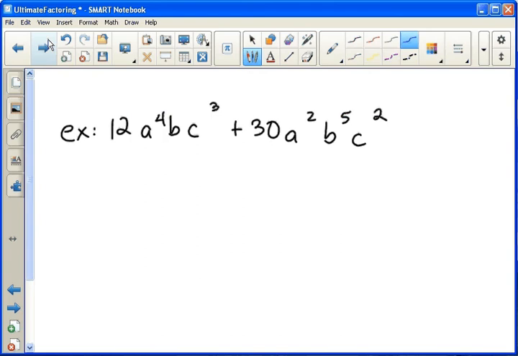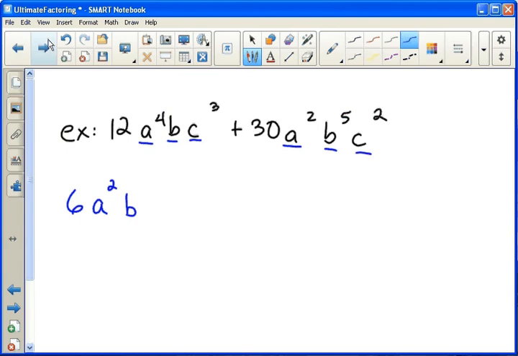Then I need to look at the a's. I have a to the 4th and a squared. And remember, on the previous example I said a simple way to think about it is you can pull out the smaller one. So a squared is the smaller one. That can be pulled out front. Then I have b and b to the 5th. B is the smaller one, so I'll pull out just b to the 1st. And then c cubed and c squared. So c squared is the smaller one, and I can pull it out front.